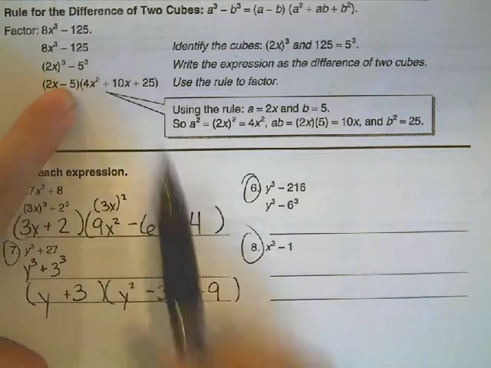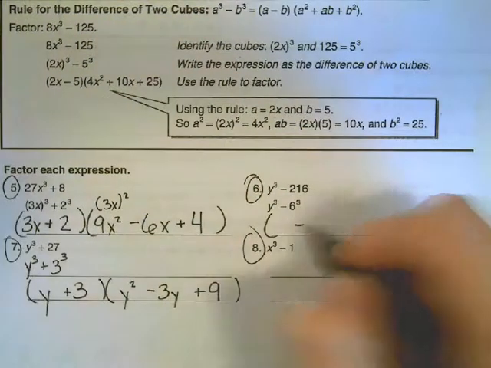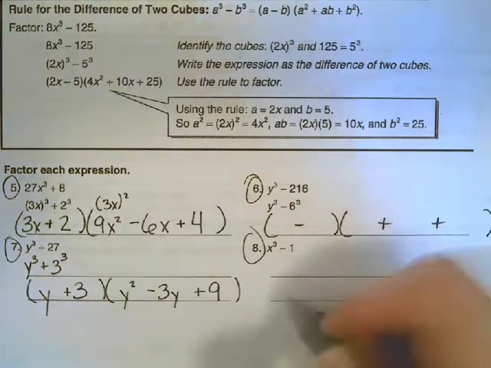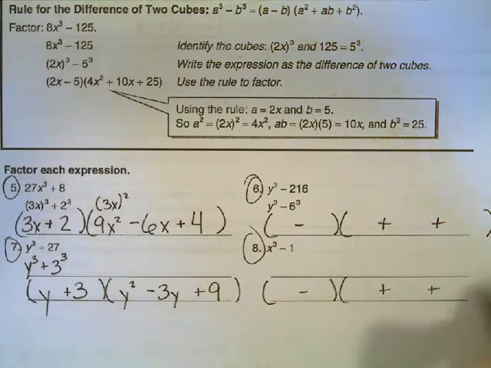For number 6 and 8, we're dealing with the difference of 2 cubes, so notice the signs in the pattern. The binomial has a subtraction in the middle. The trinomial terms are both positive. So you can go ahead and shell those out. Then just fill in your missing pieces.